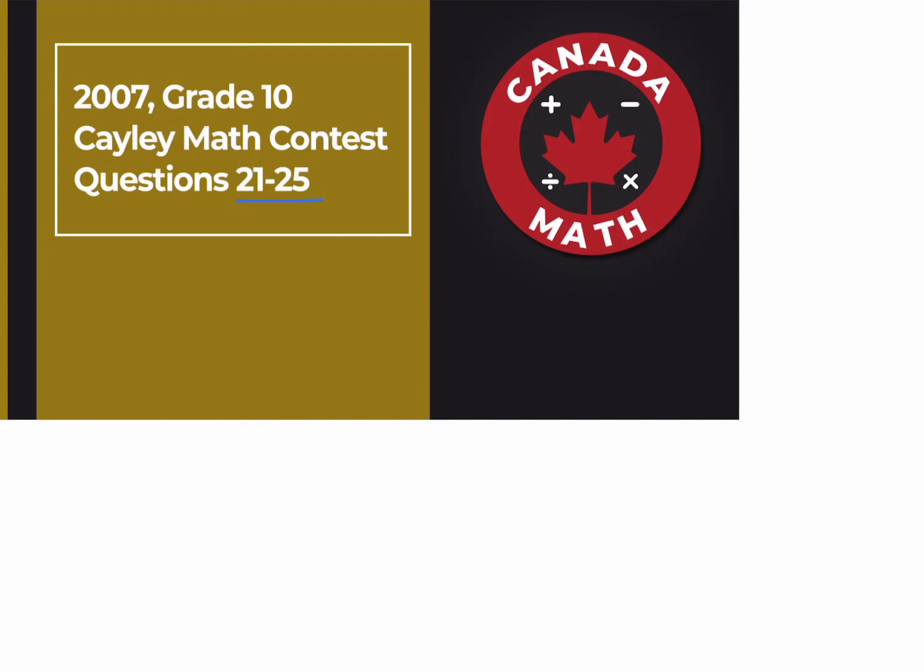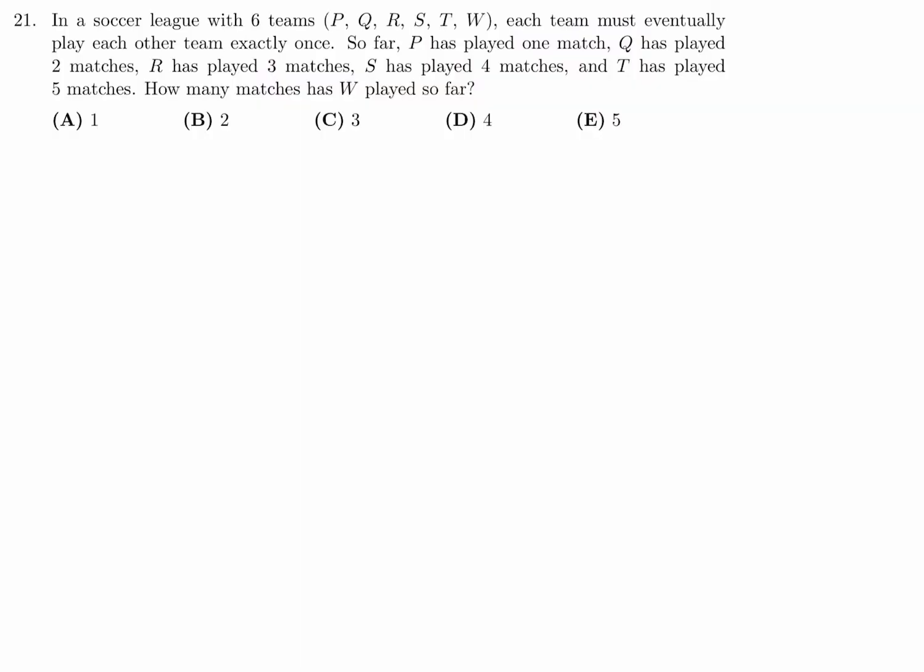Questions 21 through 25 on the 2007 grade 10 Cayley Math Contest. In a soccer league with 6 teams, P, Q, R, S, T, W, each team must eventually play each other team exactly once. So far, P has played 1 match, Q has played 2, R has played 3, S has played 4, and T has played 5 matches. How many matches has W played so far?